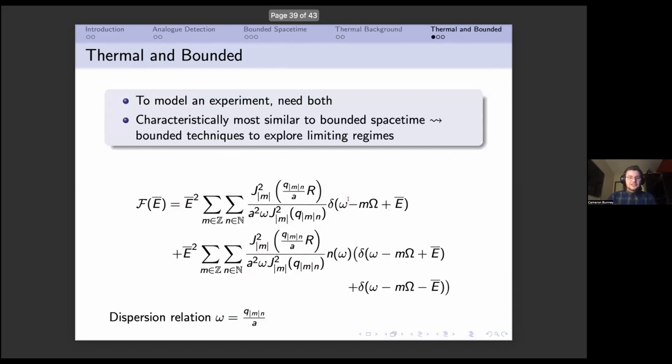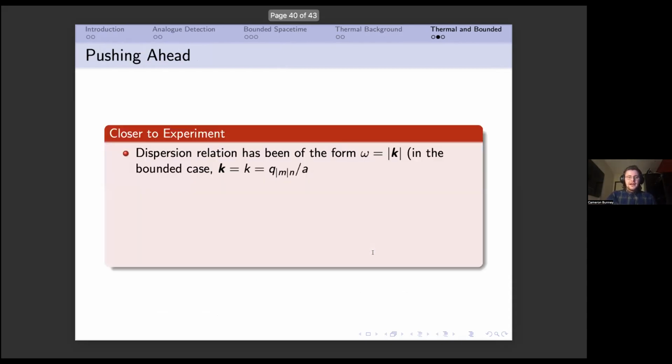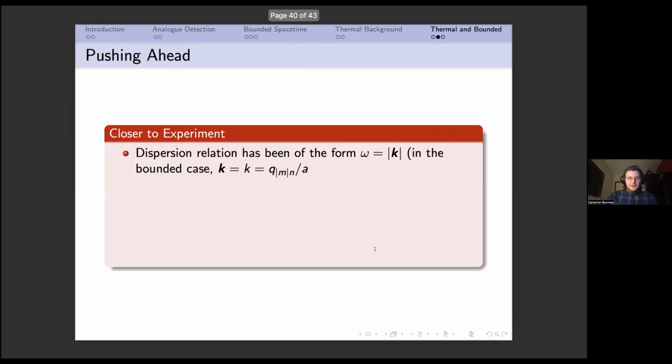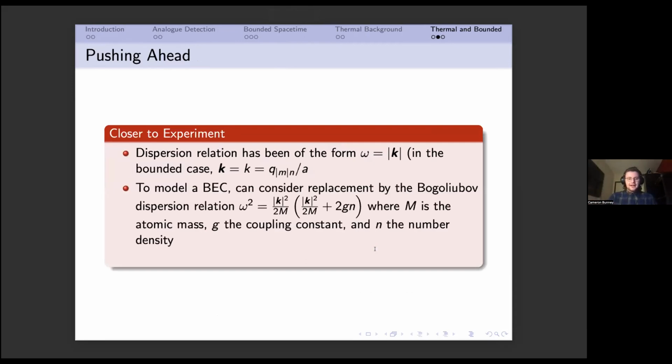So if we want to look to the future, and we apply both a background temperature and a boundary, we get a mode sum that mostly looks like the cavity calculation, except we now have this extra thermal part. And what we can do is change this sum slightly, where we use omega as either the standard linear dispersion relation, or we can model a Bose-Einstein condensate by using a Bogoliubov dispersion relation. And I think I've pretty much run out of time now.